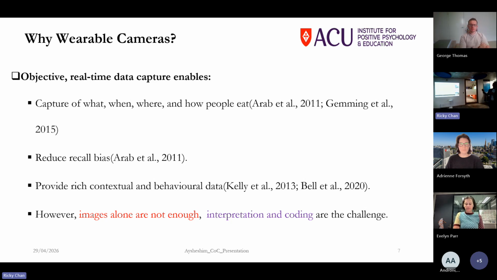So why is a wearable camera important for addressing this limitation? Because a wearable camera objectively and timely captures important information that we miss from traditional dietary assessment: where the child is, what type of food they eat, and how people interact during eating. Wearable cameras also don't depend on memory, unlike conventional dietary assessment methods, which is important for reducing recall bias. However, wearable cameras also have methodological limitations, especially in interpreting and coding images to give meaningful information.